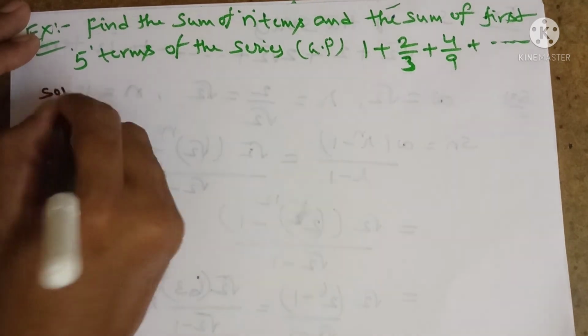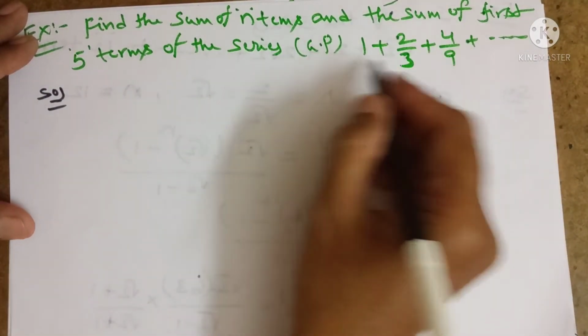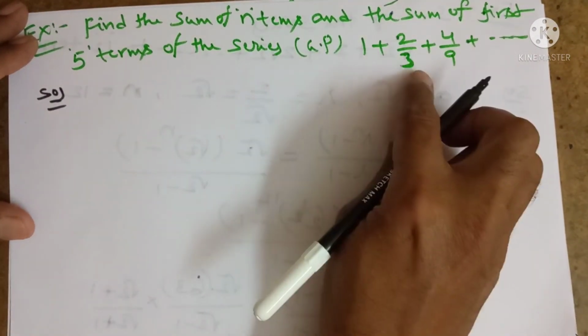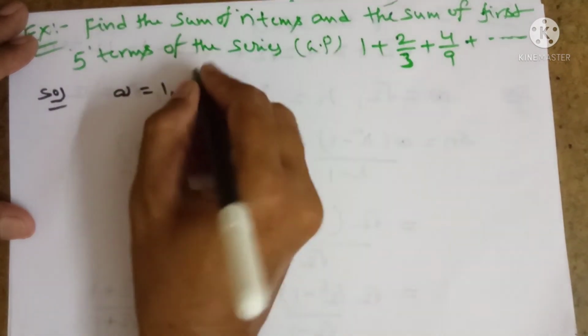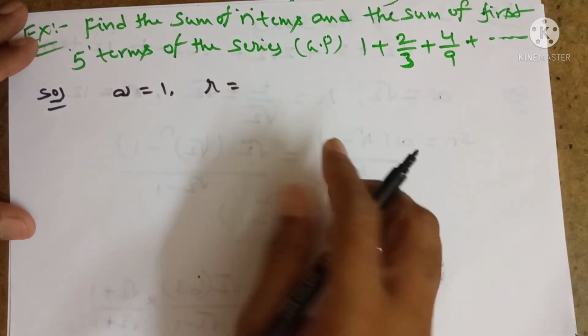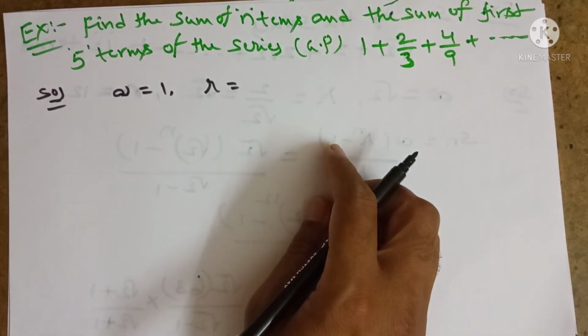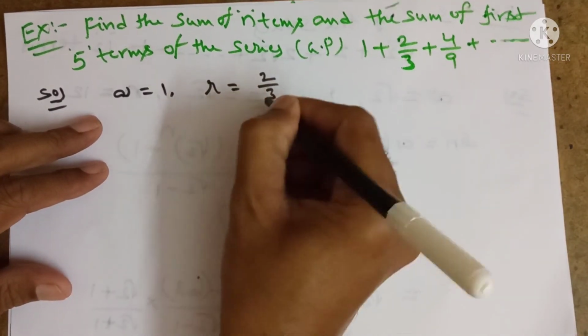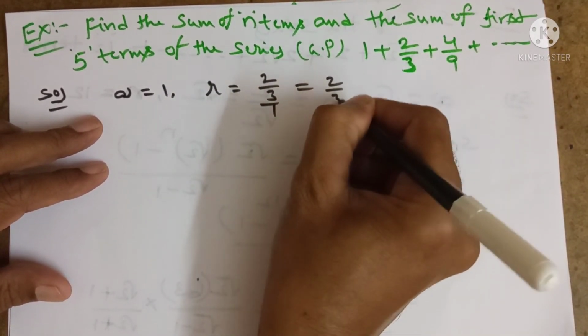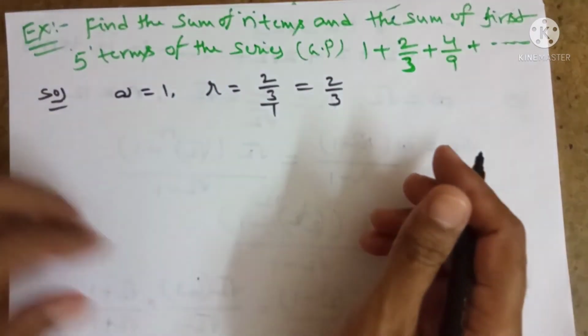The solution. This is the given series. Here the first term, second term, third term. A is equal to 1. It is in GP, so the common ratio R is equal to 2 by 3 by 1, that is 2 by 3. That means second term by first term.